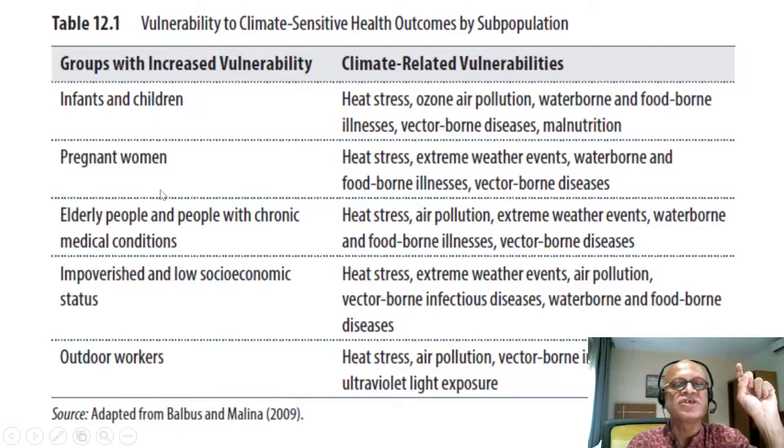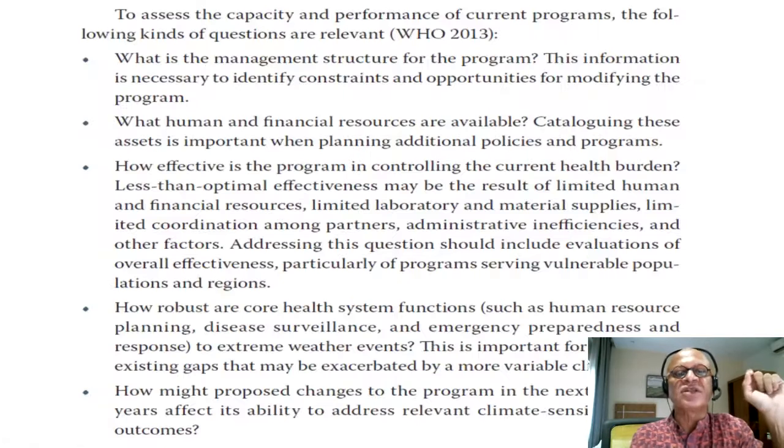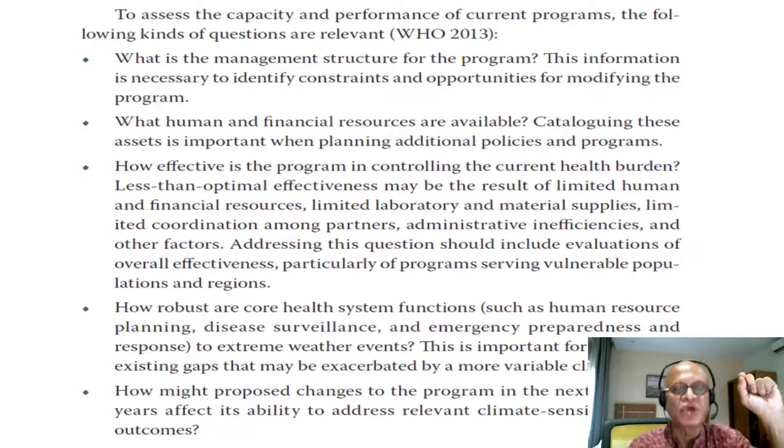Climate-related vulnerabilities for these subgroups range from heat stress, ozone air pollution, waterborne and foodborne illnesses, vector-borne diseases, malnutrition, what else? Air pollution we talked about. So basically there is lots of overlapping, and for outdoor workers ultraviolet light, UV light exposure is specifically included as opposed to the other groups which are not more specifically exposed to those, right? So these are the kind of factors that need to go into the vulnerability computations.